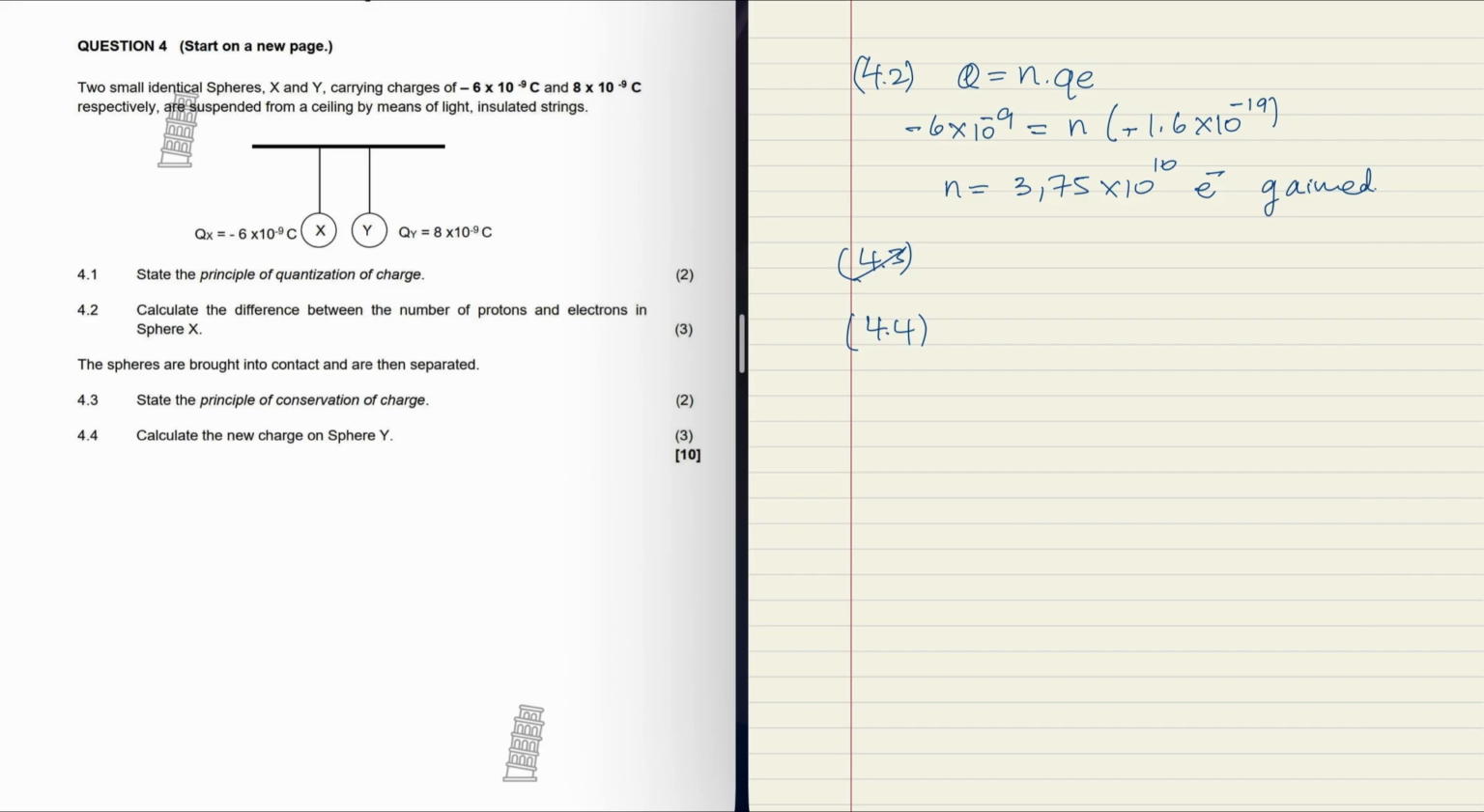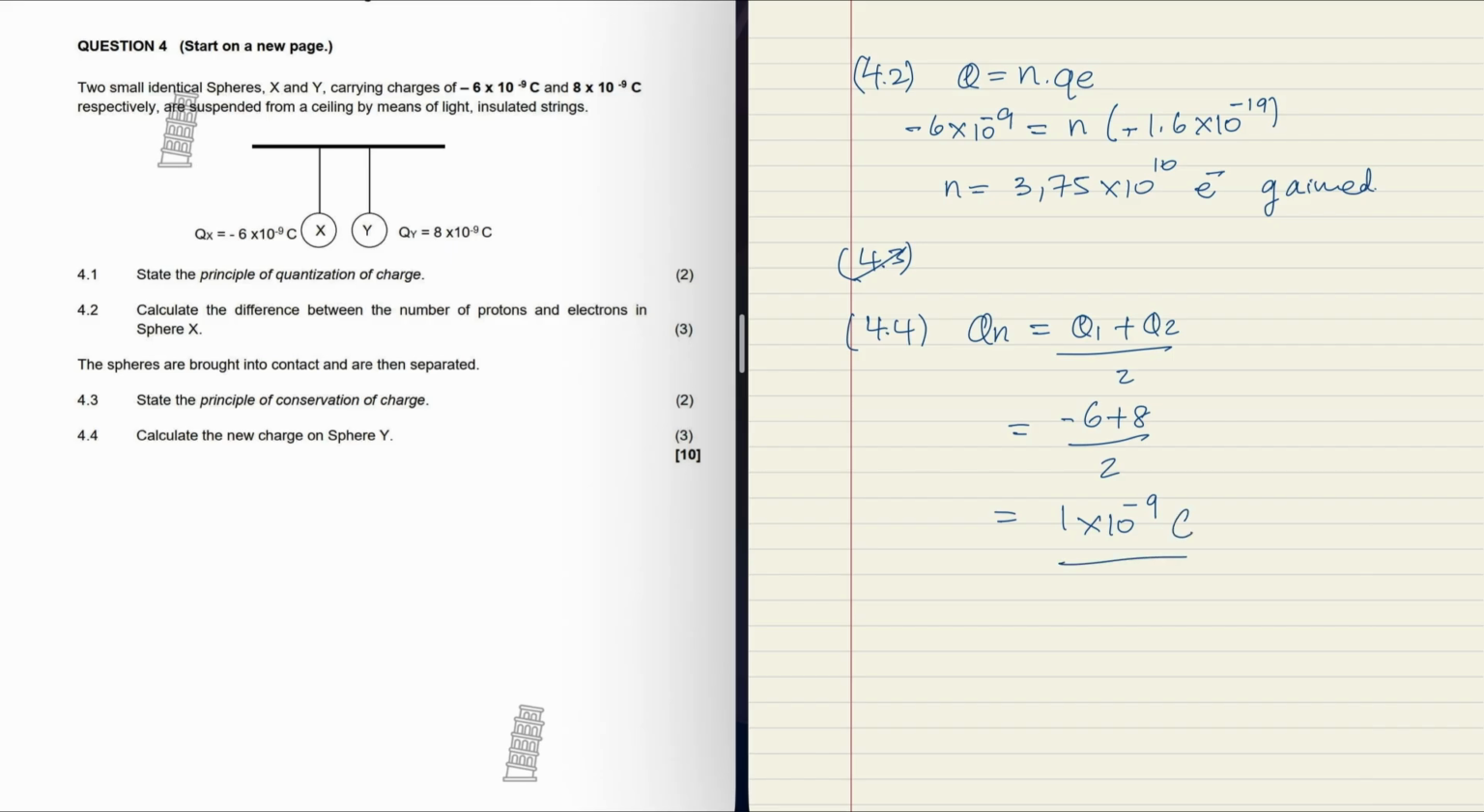This is simple. You just got to say that Q new is equal to Q1 plus Q2 divided by 2. That's going to be minus 6 plus 8 divided by 2, which is equal to 8 minus 6 is 2. 2 divided by 2 is 1. So 1 times 10 to the negative 9 coulombs.